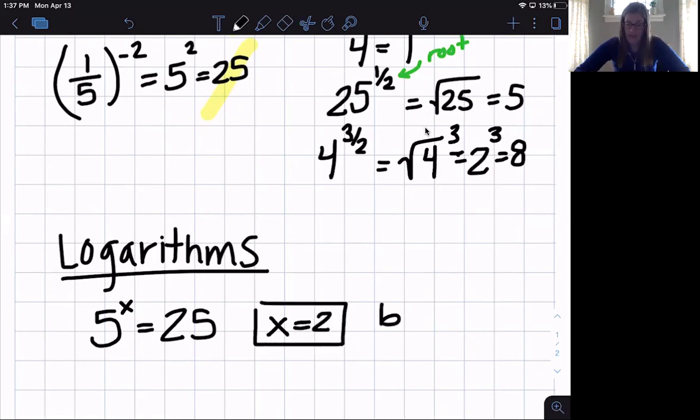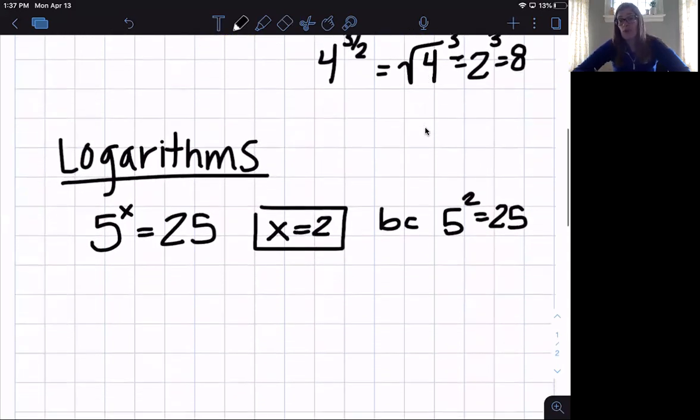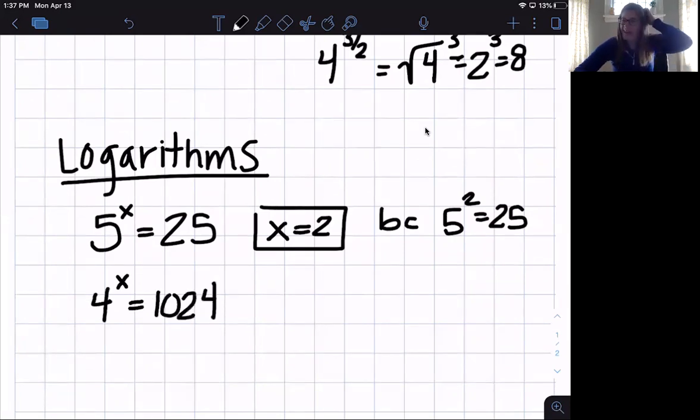Okay, because 5 squared is equal to 25. Now, sometimes you won't know exactly what the exponent is. Maybe it will be something like 4 to what exponent is 1024. And I don't really know 4 to a lot of exponents by heart. Actually, I do, but maybe you don't.